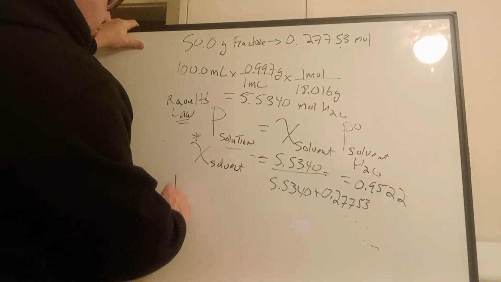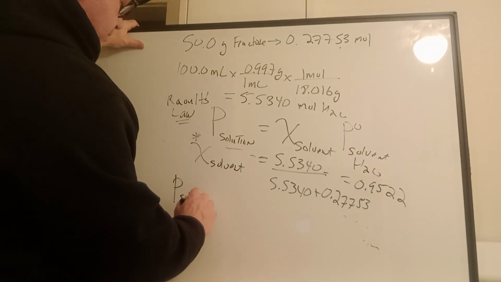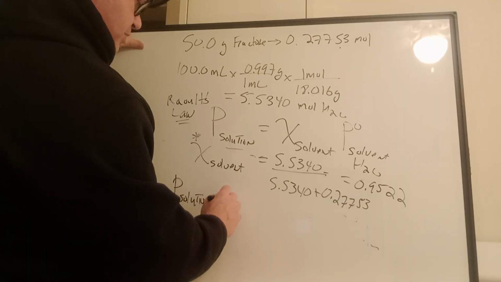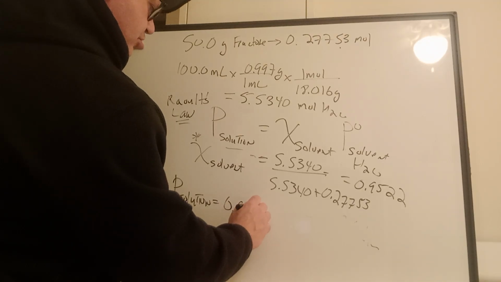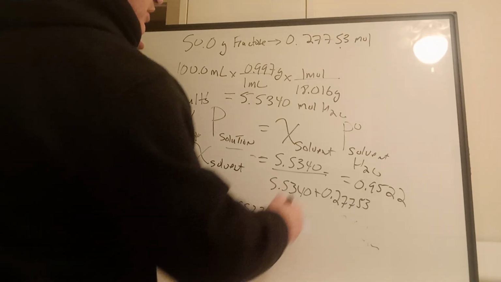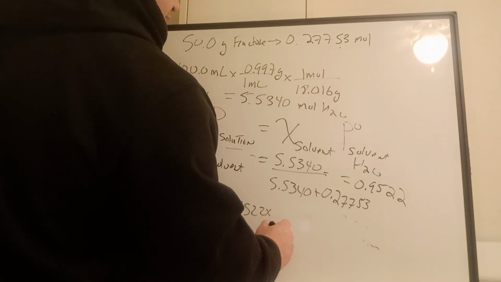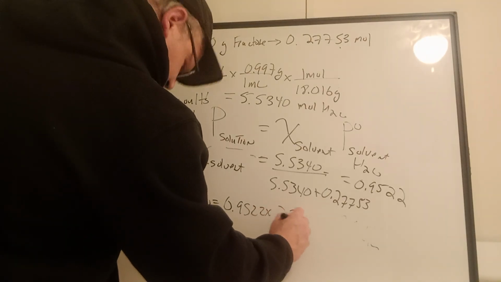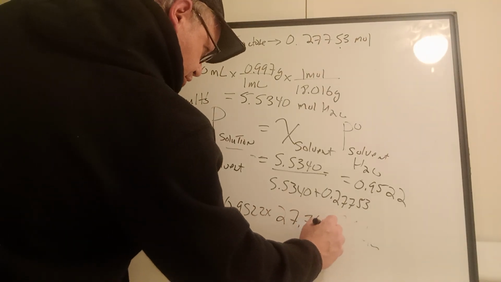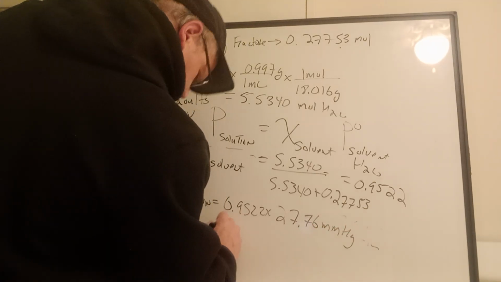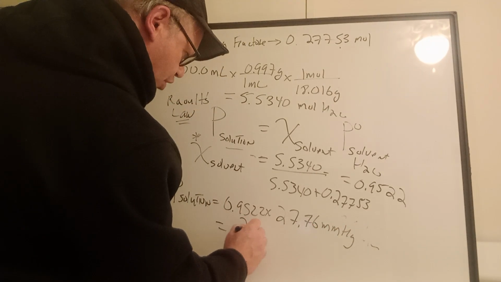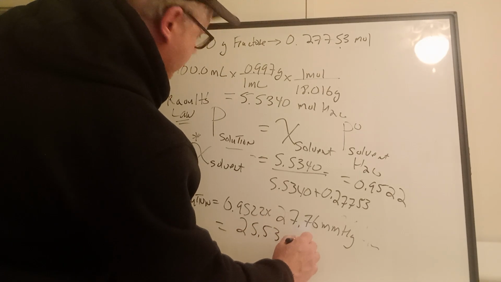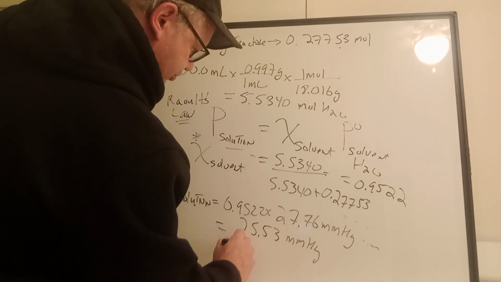So what you do now is just put it in, the vapor pressure of the solution. It's going to go down a little bit. It's going to be 0.9522 times 25.76 millimeters of mercury. The mole fraction has no units, so you can put it in millimeters of mercury or convert it to whatever you like. So the solution for that is 24.53 millimeters of mercury. We're probably only justified to 3 sig figs here.